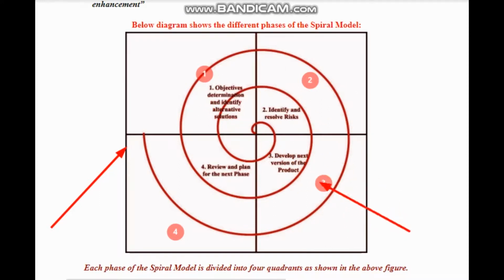Each one of those is called a quadrant, and this is the radius and this is the angular dimension. Each radius indicates the cost, and when it moves to the next circuit, that is, when it moves from this phase to the next phase, we find that there is a performance increment or growth in the software development and a reduction in the risk. So I hope it is clear.